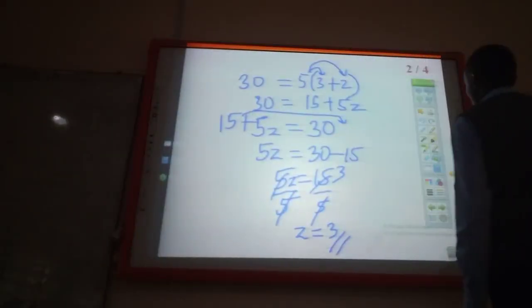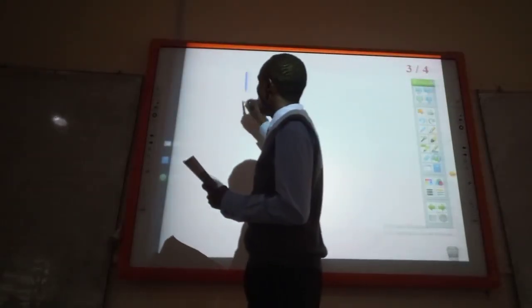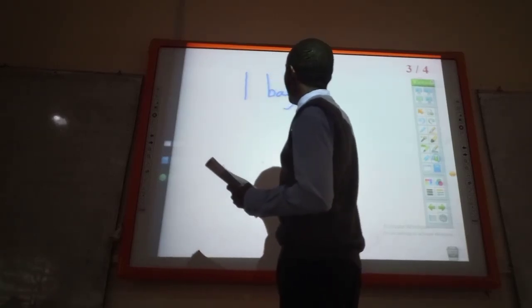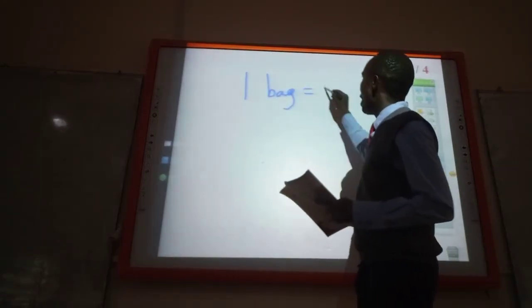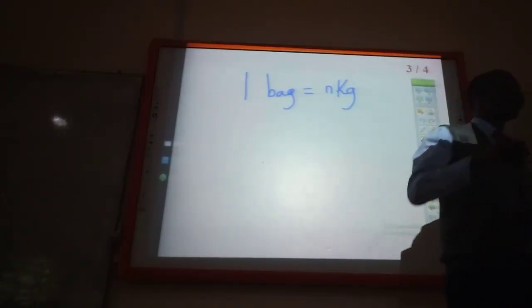Okay, so we move to the next question. That's number 15. The mass of a bag of rice is n kg. A bag, that's 1 bag, is equal to n kg. So whether you feel it or not, make sure you write it.